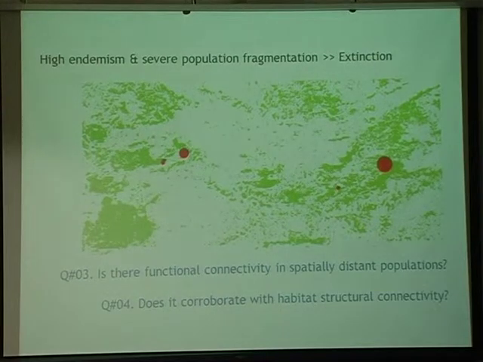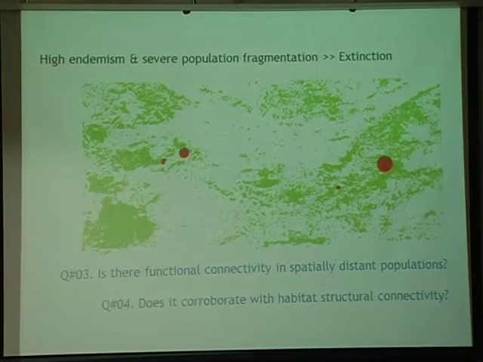So from the conservation point of view, it is essential to understand whether the functional connectivity is a function of habitat structural connectivity, does it corroborate? And if it is so, then we can formulate some conservation measures. Yeah, so these are a few of the questions that we are working on. Thank you.